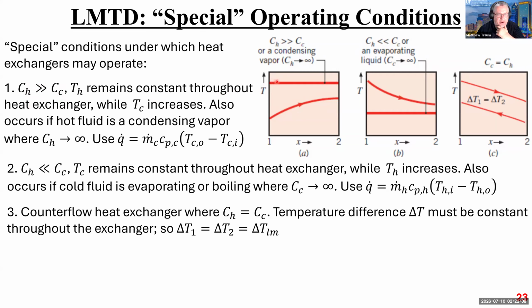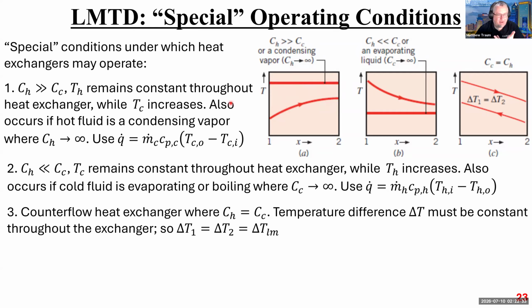So this is a situation where this guy basically has an infinite heat capacity, and this guy does not. And so the temperature of the hot stream remains constant throughout the heat exchanger, while the temperature of the cold stream increases to meet the temperature of the hot stream. This occurs when these C's are very, very significantly mismatched. This C can be very high compared to this C.